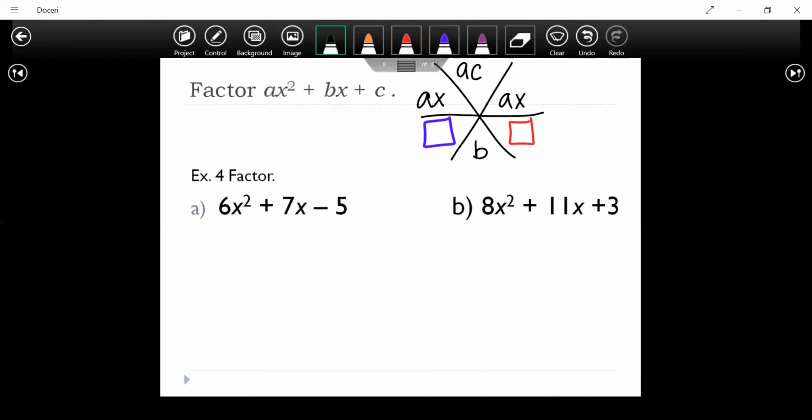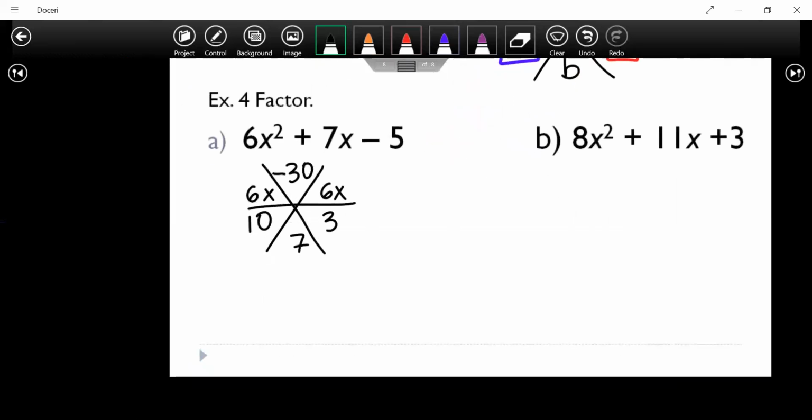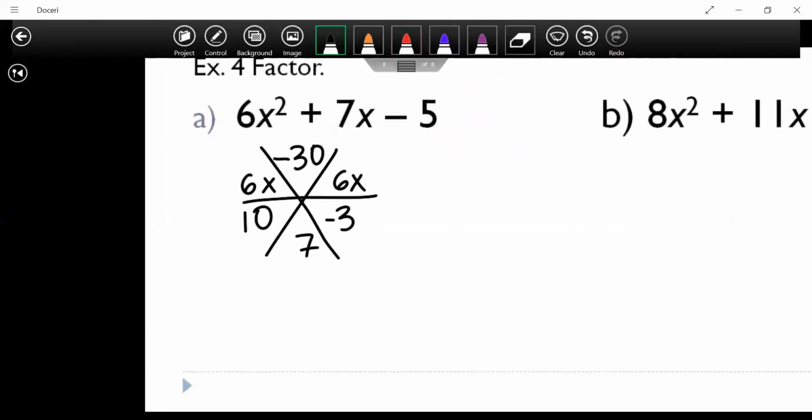If I'm going to follow this, what is A times C? Negative 30. We're going to put 6x on top. That's going to be part of our new factors. What adds up to 7? Negative 30, but adds up to 7. 10 and 3. So we're going to have 10 here and 3 here. This will be minus 3 plus 10.